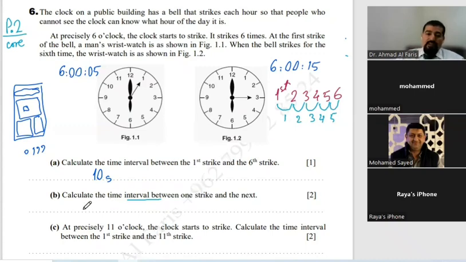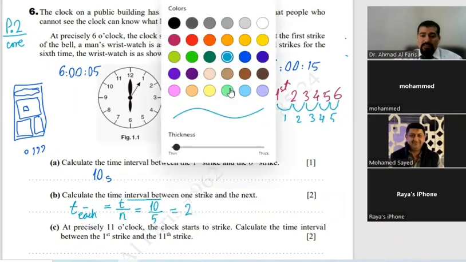So actually, to find the time interval for each, it is equal to the total time t divided by the number of intervals between the strikes. And the total time we just found is 10, divided by the number of time intervals, which is 5. So the answer will be 2. Again, let me explain this for you. Now, 10 divided by 5 is not 0.5, okay?